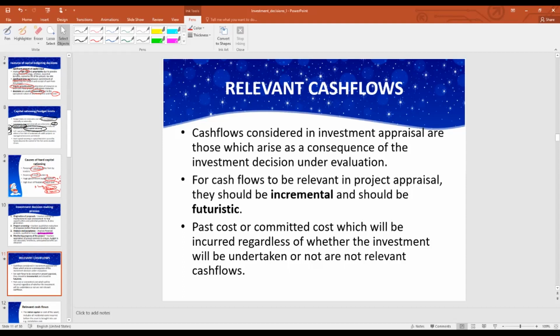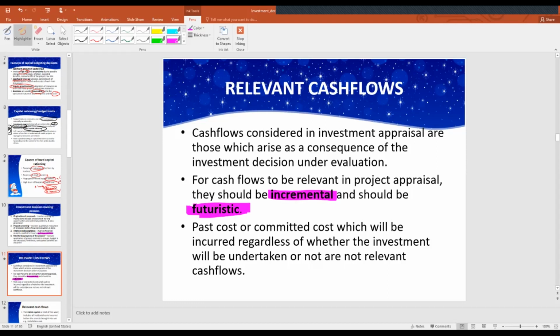But in case you employ new employees for the investment, you're paying them anew, afresh. The cost of these new employees is therefore a quantifiable cost to the investment, and therefore a relevant cash flow. What really matters when determining whether a cash flow is relevant or irrelevant is the concept of incremental and futuristic. That's the concept: incremental and futuristic.